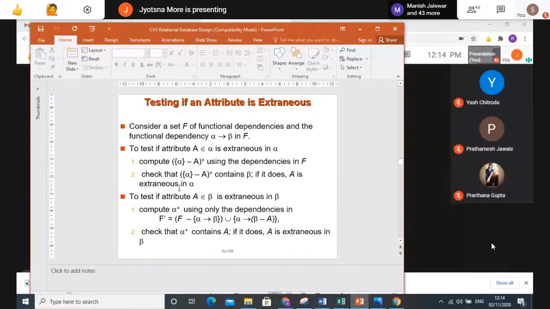To check that, compute alpha minus A, the attribute A which you are saying is extraneous. Compute the closure of that, using whichever dependencies are present in your functional dependency set. After that, check whether the result of alpha minus A closure contains beta, whatever is being determined. If beta is present, it means A is extraneous in alpha.